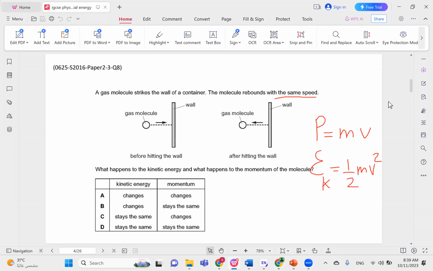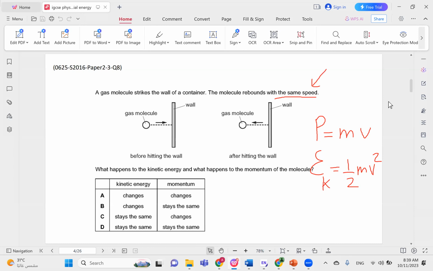Bear in mind that the actual values of M and V, or what we call the magnitudes of M and V, remain the same. We know that the mass is the same because hitting the wall does not change the mass of the molecule. And we know that the speed is the same because they said so in the question. So M and V, in terms of their actual values, they do not change.